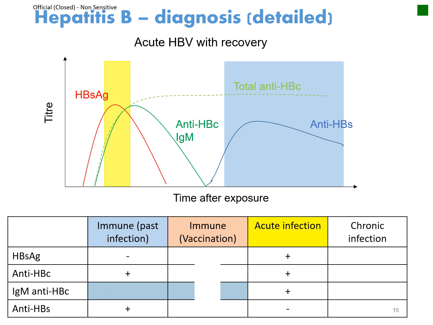What about someone who is immune because he received a vaccination in the past? The answer is not found in this graph, but I'll give you a clue. The hepatitis B vaccine contains the hepatitis B surface antigen only. I hope you guessed the answer correctly. The person would have developed antibodies against the hepatitis B surface antigen, so only anti-HBs will be present.